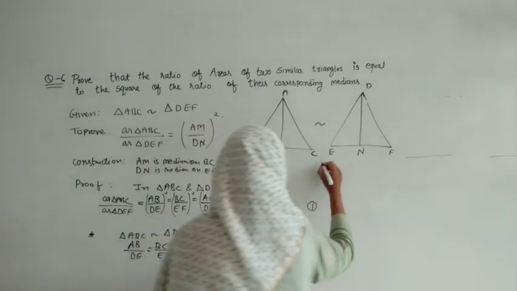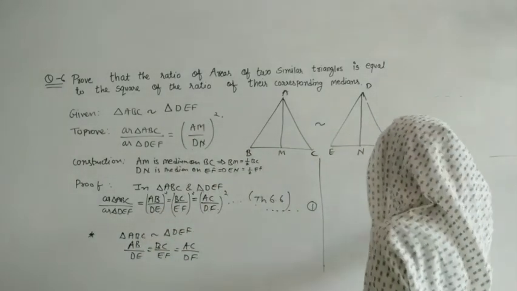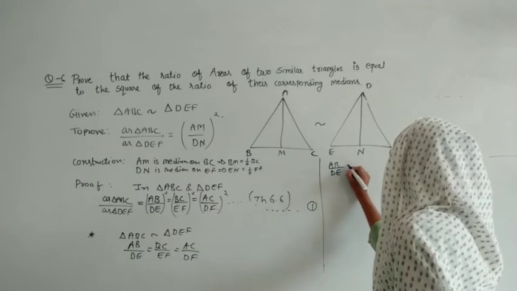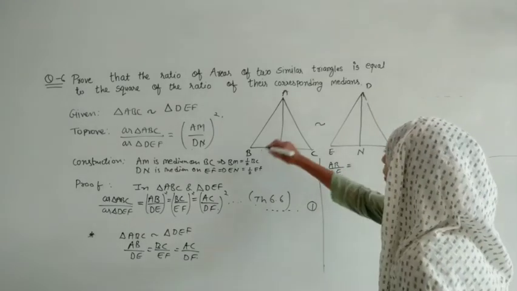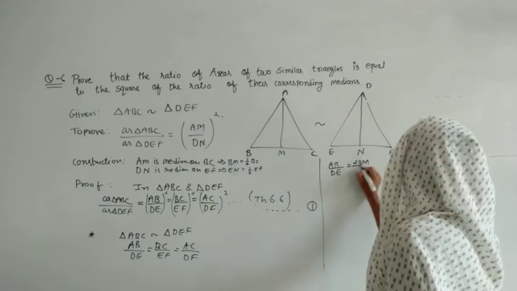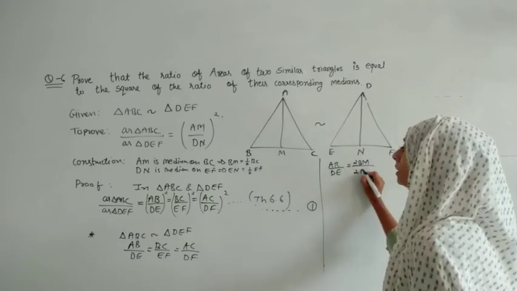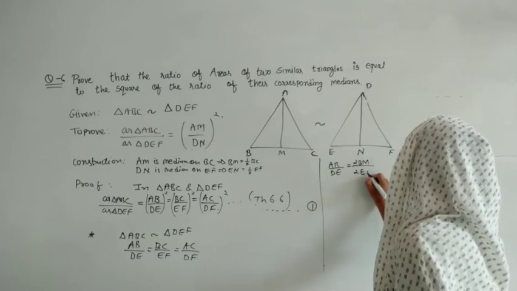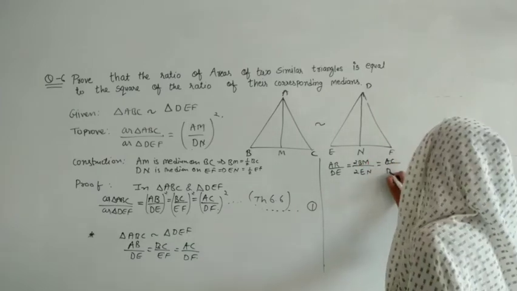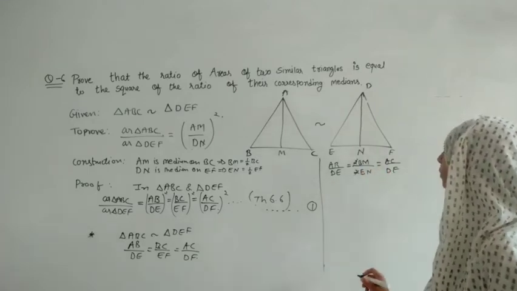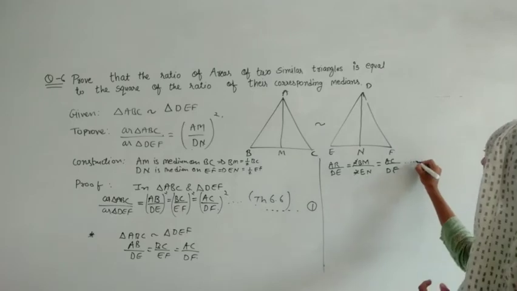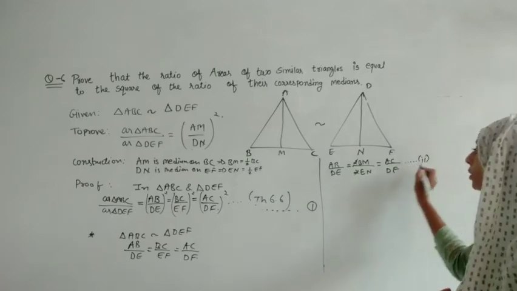So let me replace over here and write. AB by DE will be equal to what? I will write 2 times BM by 2 times EN, and that will be equal to AC by DF. Let us cancel out this thing. Now wherever this will be needed, we will use it. Let us name it equation number 2.